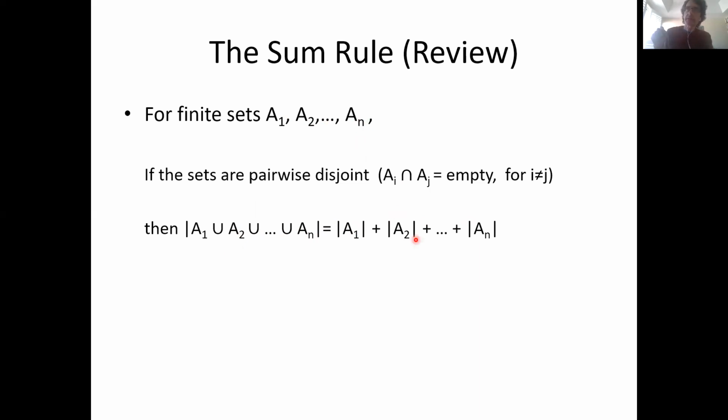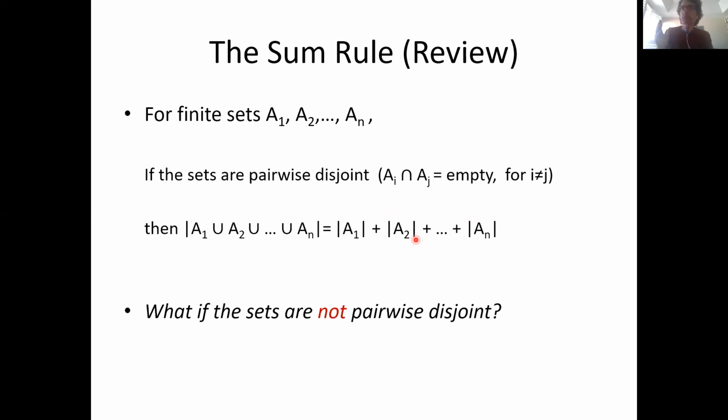But what if they were not disjoint? That complicates it. How do you count the cardinality of a union if the sets are not disjoint?